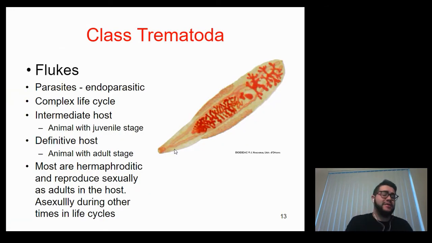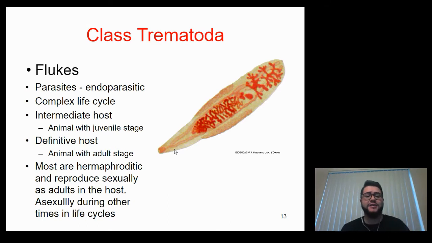Right. Next up, we're going to start talking about the parasitic flatworms. The first group of parasitic flatworms are known as flukes. They are endoparasites, which means they live inside the body. One of the hallmark traits of flukes is that they have a very complex life cycle.